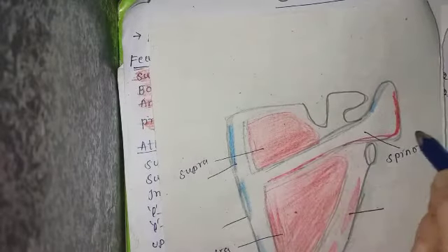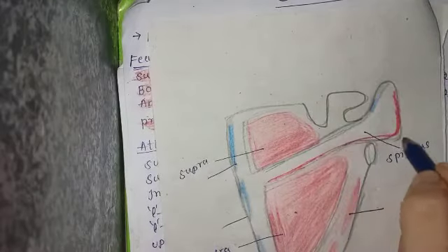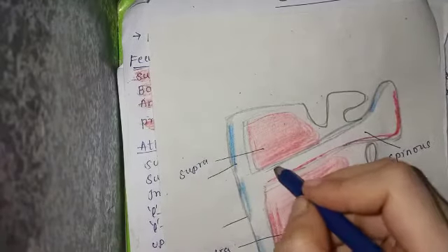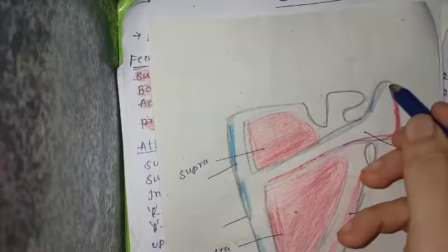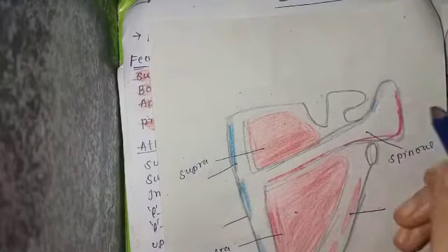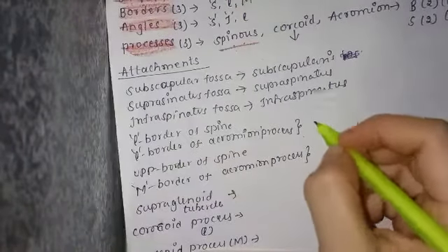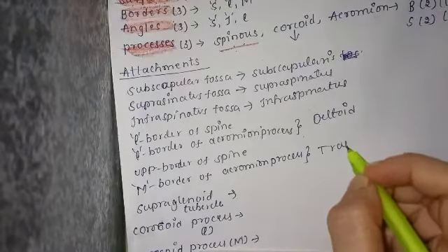At the lower border of the spinous process and the lateral border of the acromion process we can see the origin of the deltoid muscle. Coming to the upper border and the medial border of the spinous process and acromion process we can see the trapezius muscle. Here we can see the deltoid muscle and here we can see the trapezius muscle.